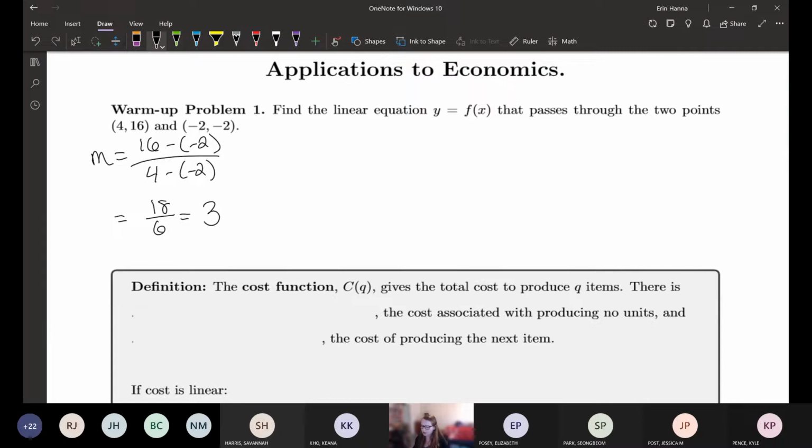And now you get to pick, just like when these are in table formats, whichever one of these 2 points makes you happier. I'm going to pick the (4, 16) specifically because it's easier to see which one goes into the correct positioning. With (-2, -2), it's the same number, so it looks like they go in the same spot. So we'd have 16 equals 3 times 4 plus b.